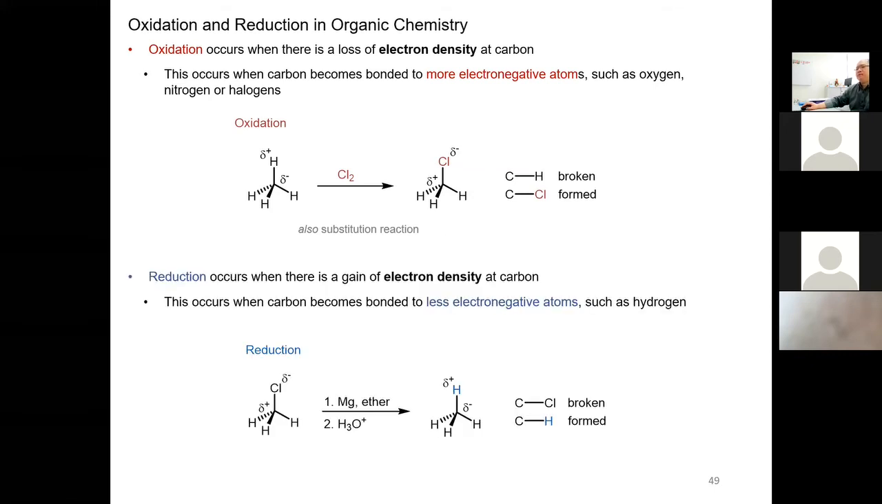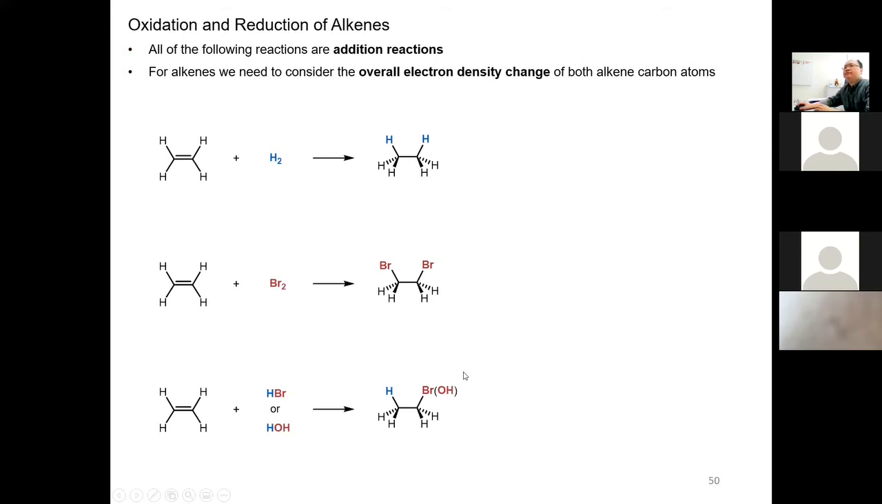Another example: we also have a way to reduce, or transform, this carbon-chlorine bond back into the CH bond. And H is the less electronegative atom, so this is a reduction reaction. In this case, we use magnesium, which you will learn in the next half of this semester, which goes through a Grignard reagent, and the C-Cl bond becomes a CH bond. It's a reduction reaction.